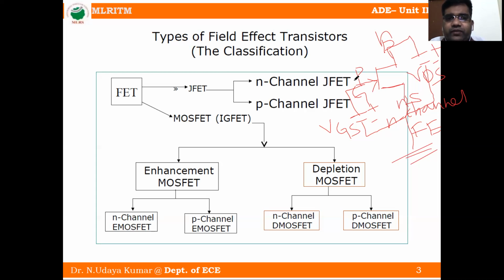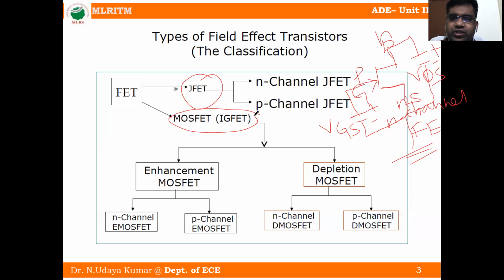Field effect transistors are classified into different types. One is the JFET, junction FET, and the other is the MOSFET. So two types: junction FET and MOSFET. The junction FET is again divided into N-channel JFET and P-channel JFET. We are just interchanging the material.